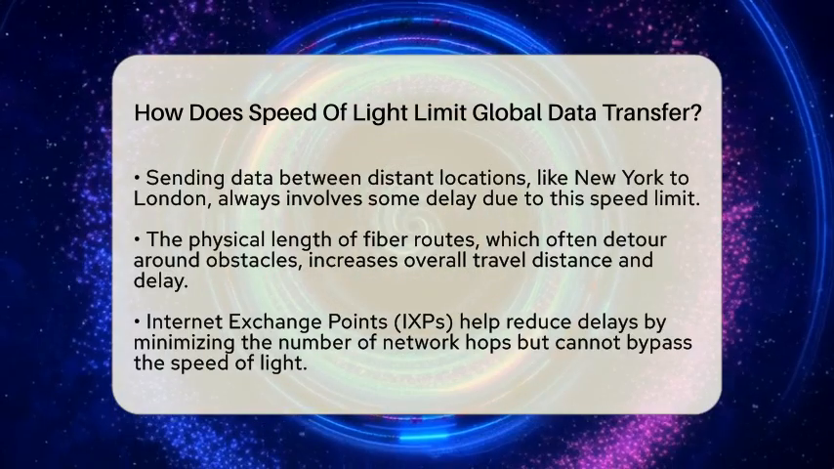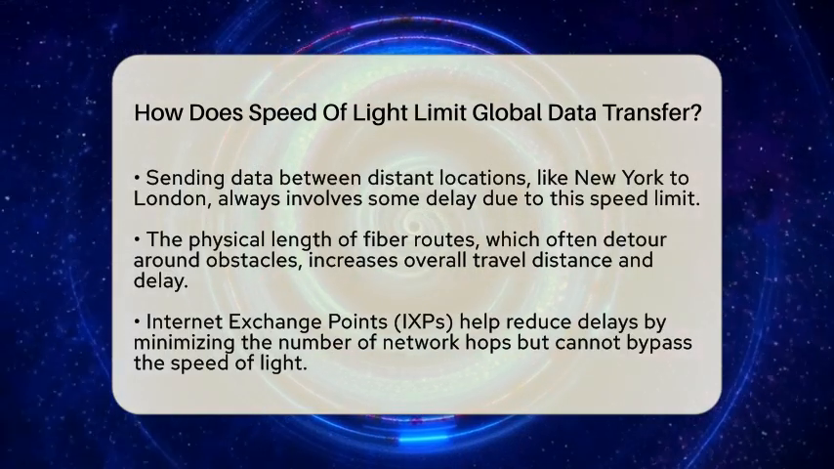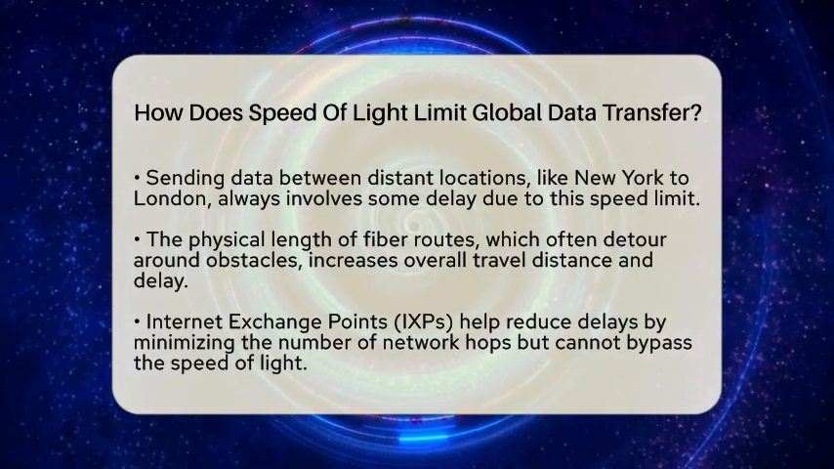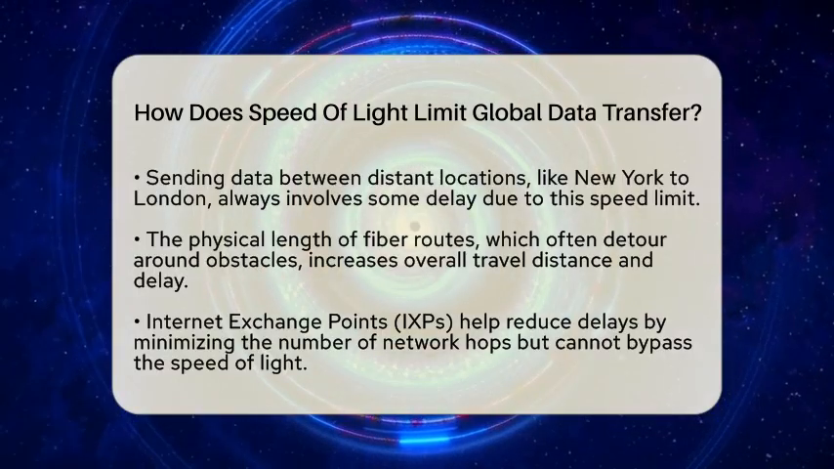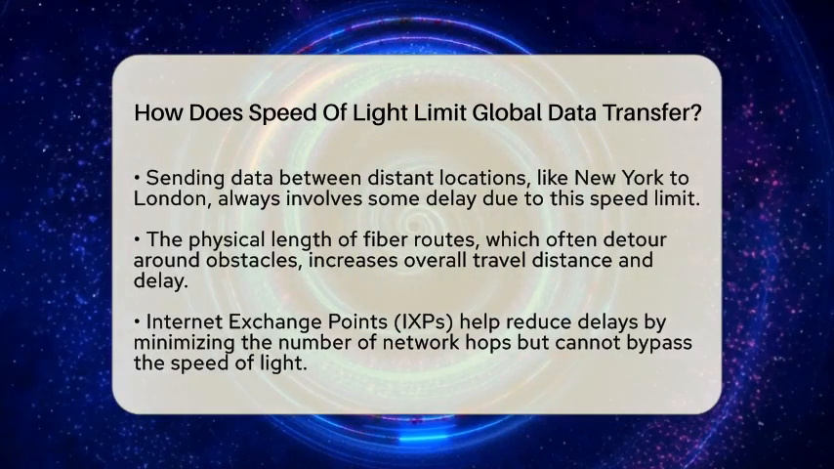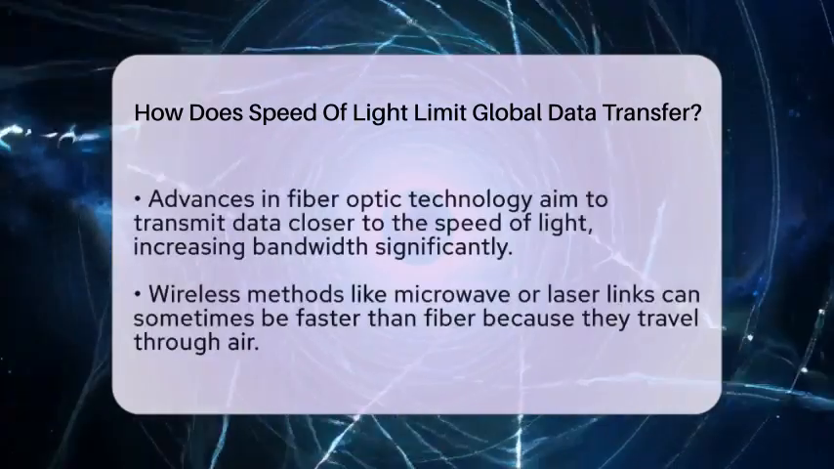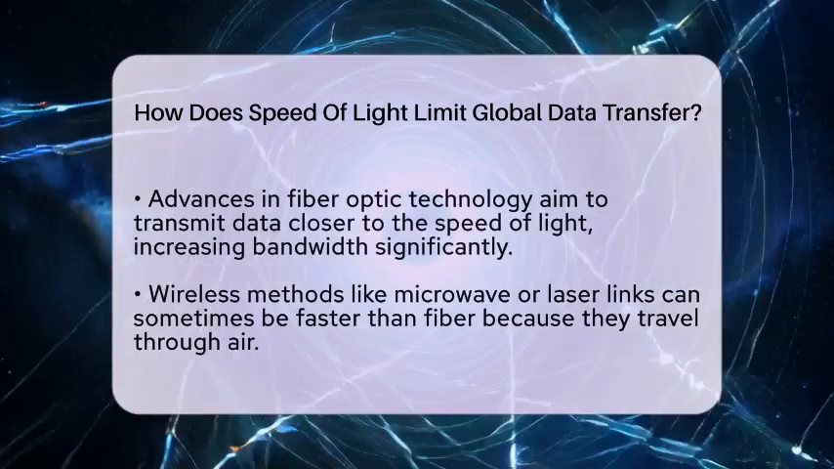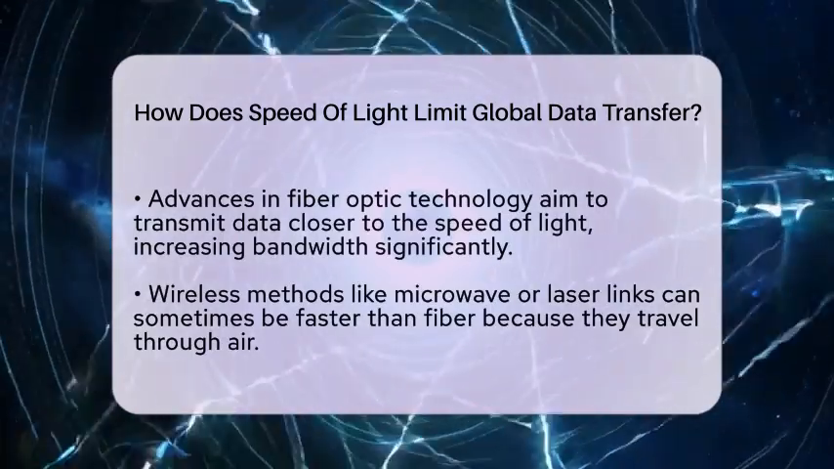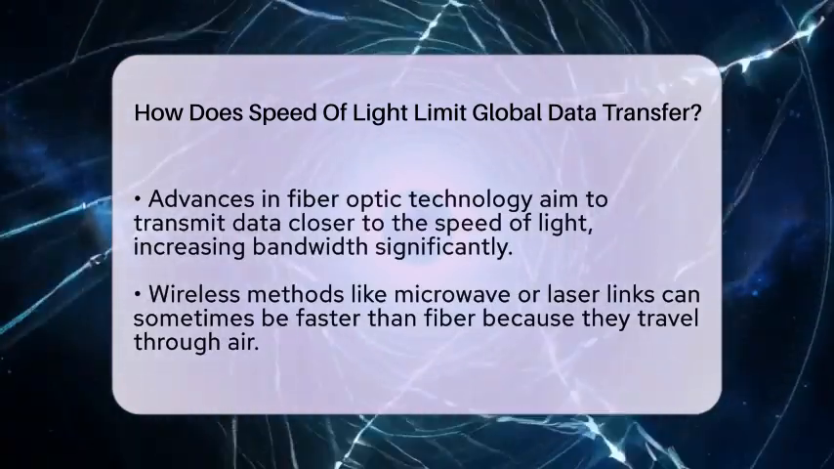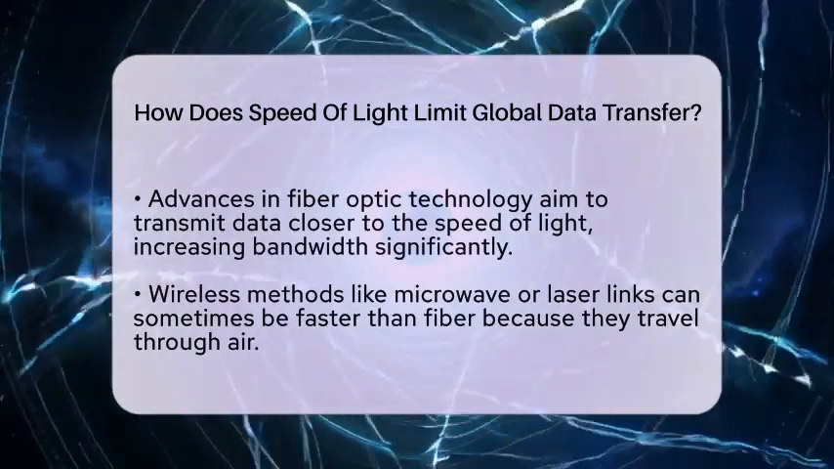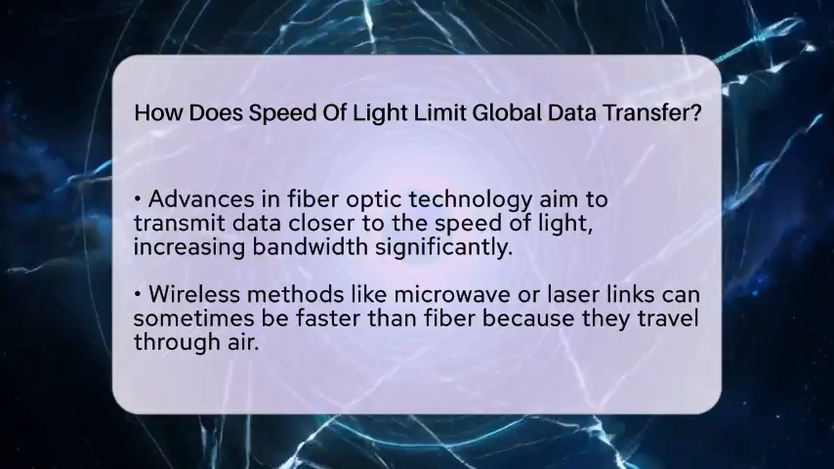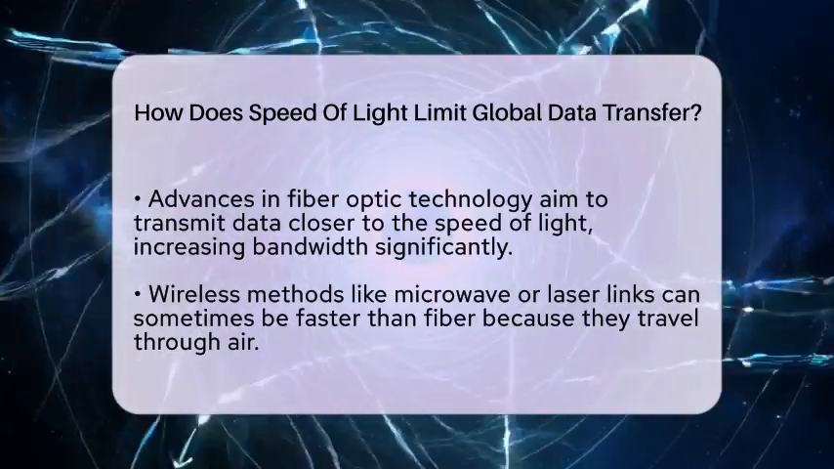The routes that fiber optic cables take also add to this delay. These cables don't go in straight lines. They often detour around natural obstacles, cities, or infrastructure. This means the actual distance the data travels is longer than the straight-line distance. Internet exchange points, or IXPs, are places where different networks meet to exchange traffic. They help reduce the number of hops and the total distance data has to travel, but they can't change the fundamental speed limit set by light.